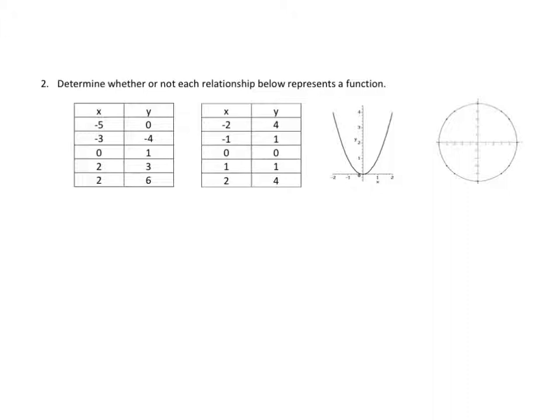In this next part, we will talk about the definition of a function and how to identify whether or not a relationship represents a function. For something to be a function, each input can only have one output, or every x value can only have one corresponding y value.